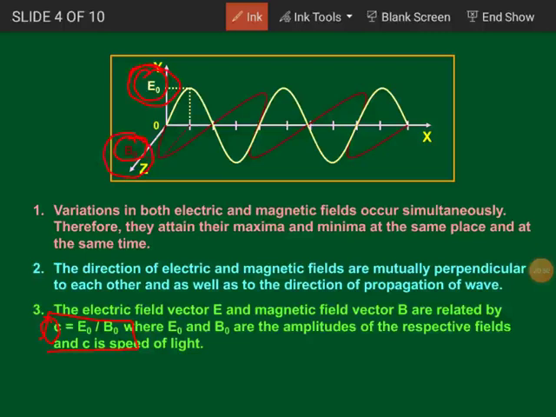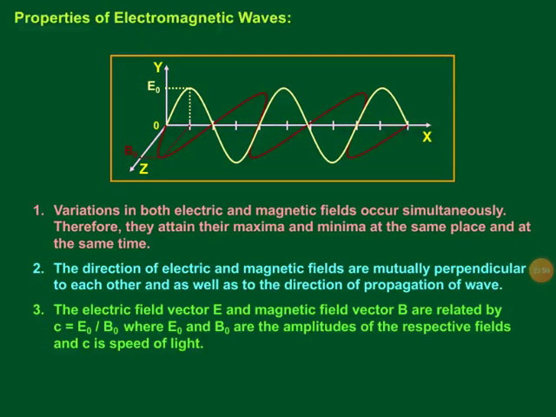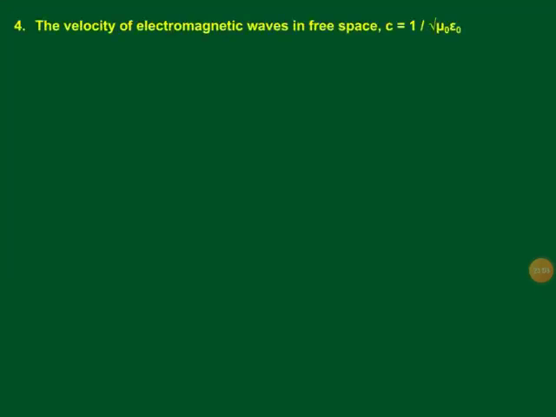Had it not been in vacuum, had it been in some other medium having permeability mu and absolute permittivity epsilon naught, then what would the ratio have been? The relation between c and mu naught and epsilon naught will be expressed as c is equal to 1 by the square root of mu naught epsilon naught.